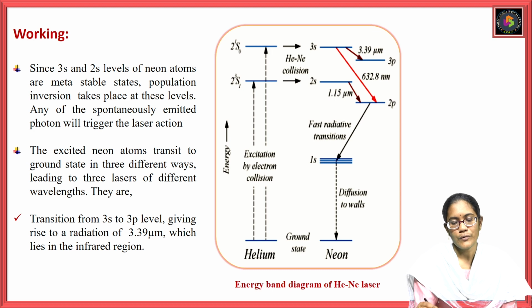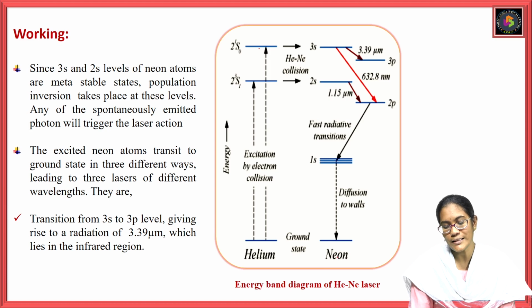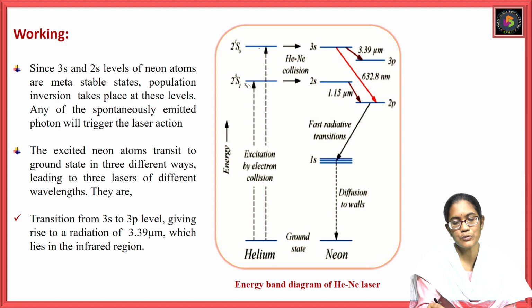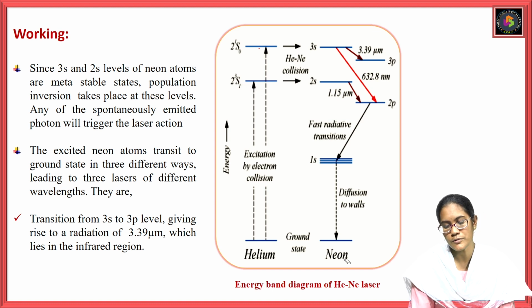Whenever helium atoms are present in the 2,1s energy level, these atoms can interact with the ground state neon atoms, so the neon atoms will go to the 3s high energy level. If helium atoms are present in the 2,3s state, these atoms can interact with the ground state neon atoms, so these neon atoms go to the high energy 2s level.